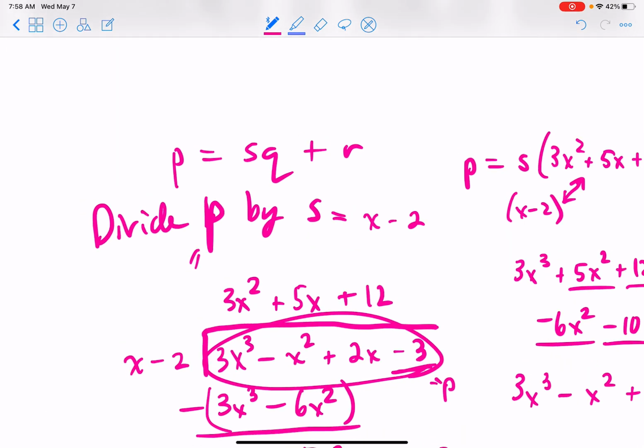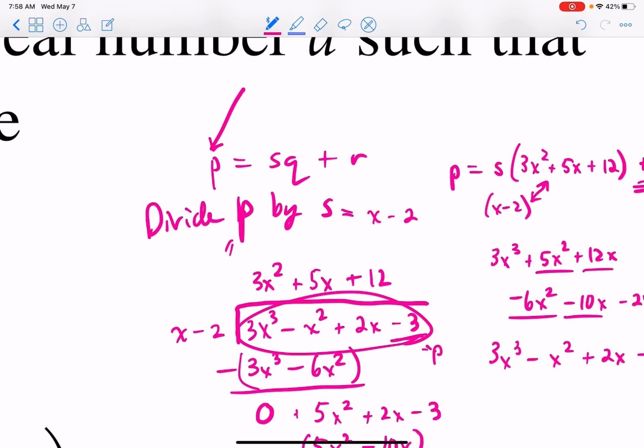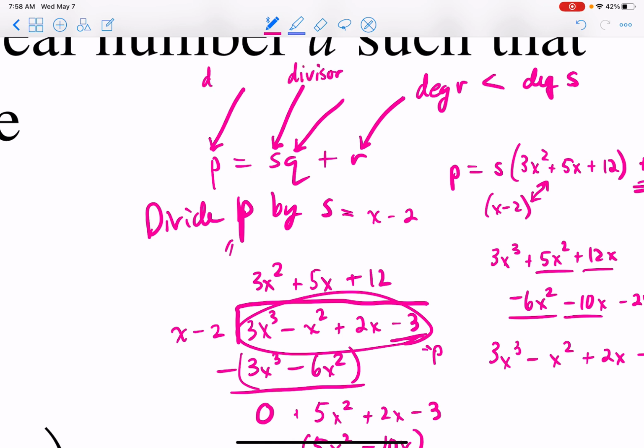Okay, so we can always do this. We can always divide one polynomial by another, yielding a quotient and a remainder with strictly smaller degree. The degree of r is less than the degree of the polynomial we're dividing by. Sometimes we call this the divisor. This is the dividend, and this is the quotient, and this is the remainder. Okay.